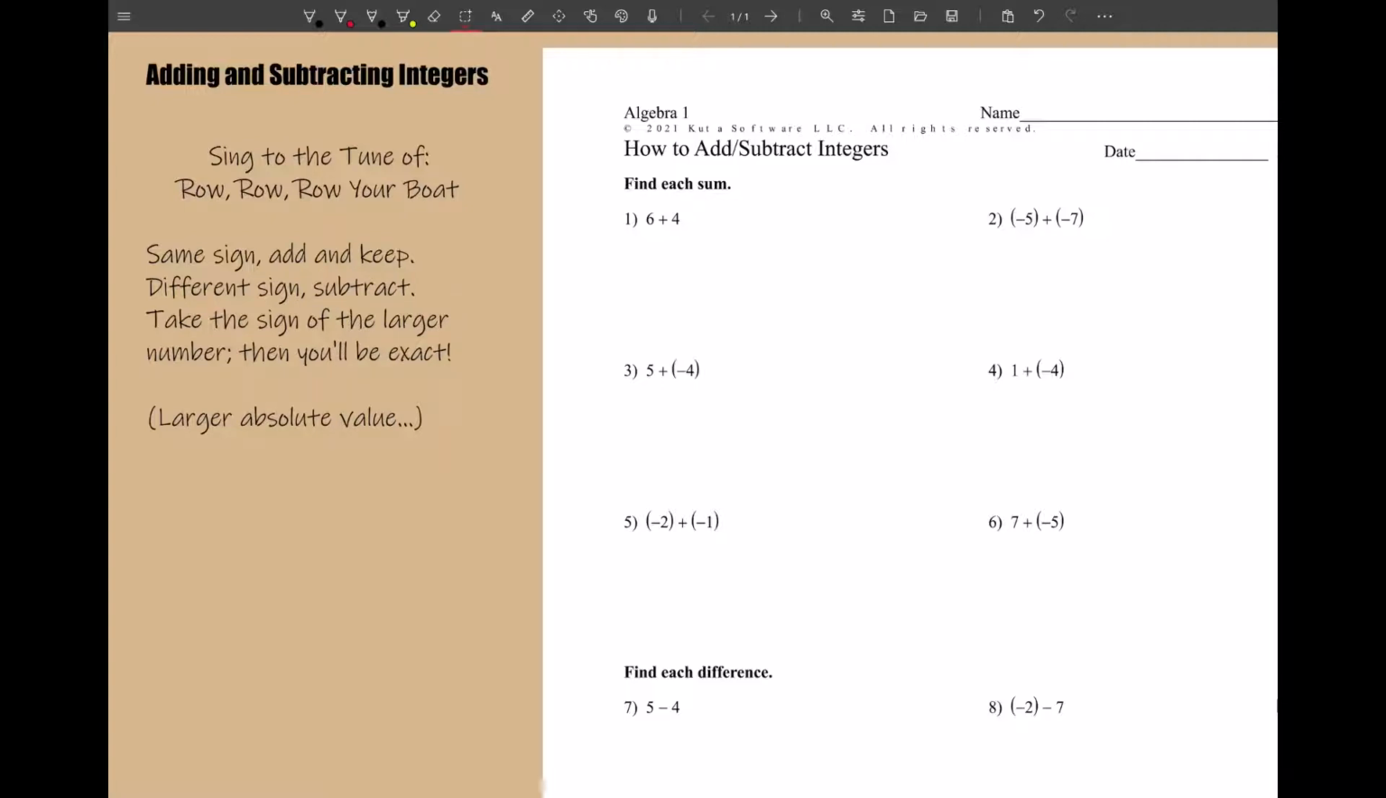So let's get started. Adding and subtracting are ultimately the same thing. Adding, you have a plus sign. Subtraction is really ultimately adding as well, and I'll show you why in a second.